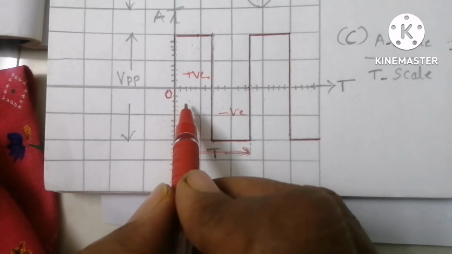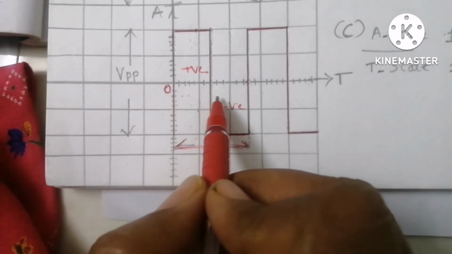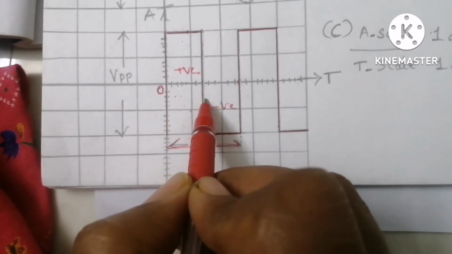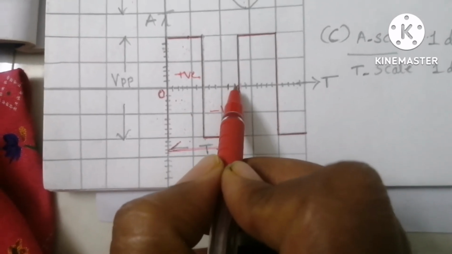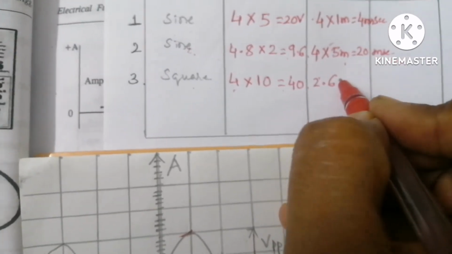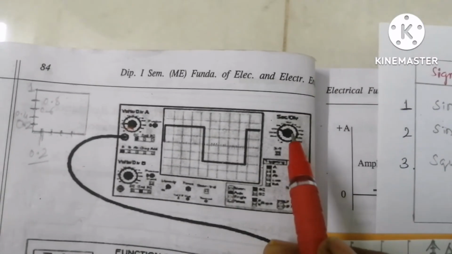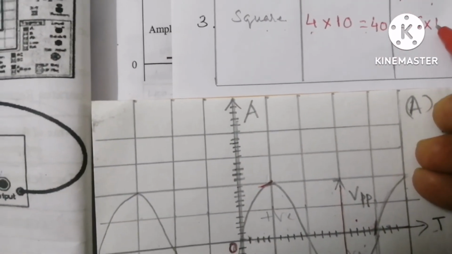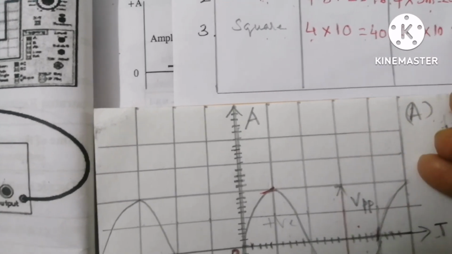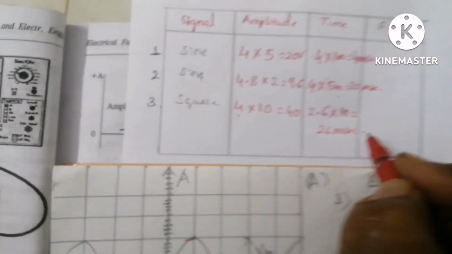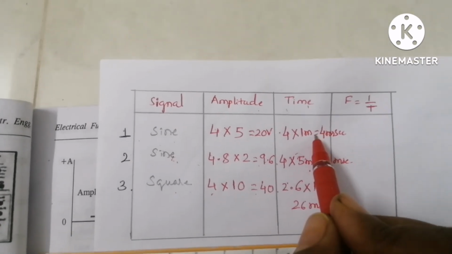So let me take the total number of divisions here. This is 1, this is second, and the third is not a full division here, 1, 2, next is 2.2, 2.4, 2.6 it is. So 2.6 divisions it is having. Let me write it here, 2.6. Suppose we have kept the time knob at 10 milliseconds in the CRO, then each division should be multiplied with 10 milliseconds. So this comes to 26 milliseconds. So this is how we can calculate the time from the CRO.